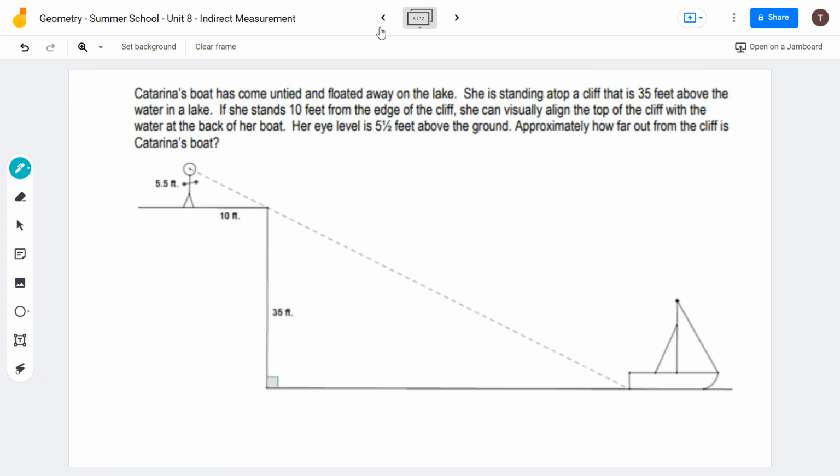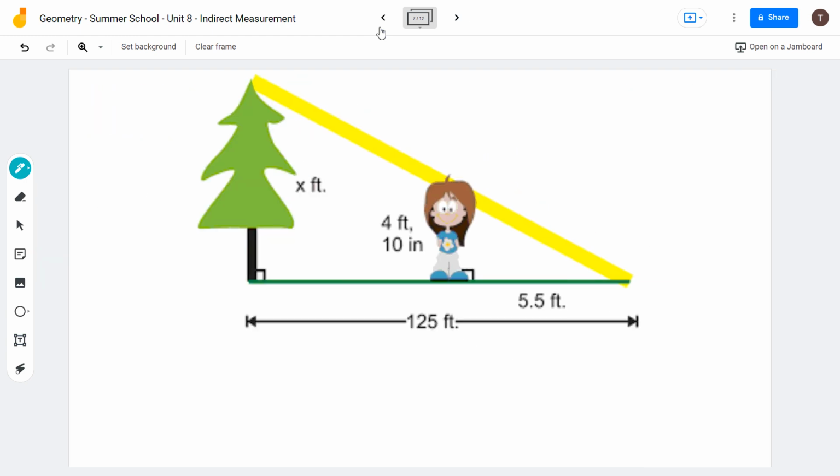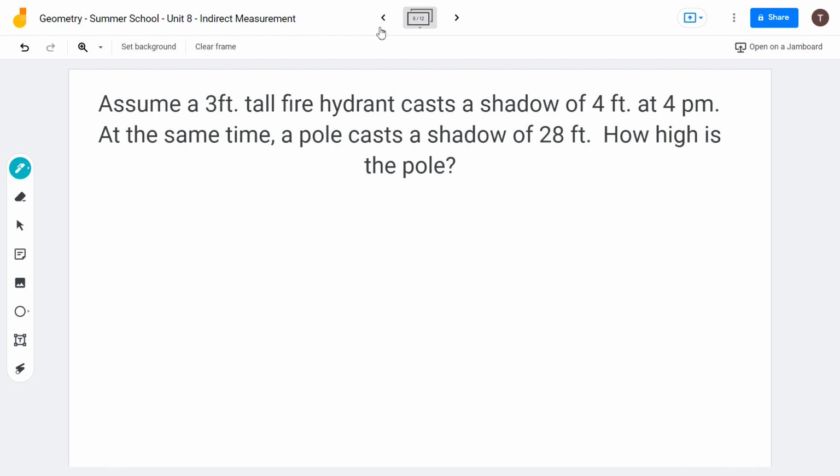Okay, let's look at another example here. Katerina's boat has come untied and floated away from the lake. She is standing atop a cliff. Actually, I'm going to save this one for you guys. I want to do one that deals more with shadows. So you guys can do that. Maybe we'll come back to that. So let's do this one where you have to actually draw a picture.